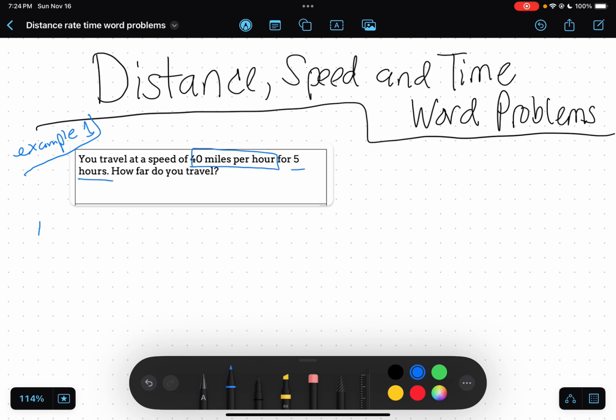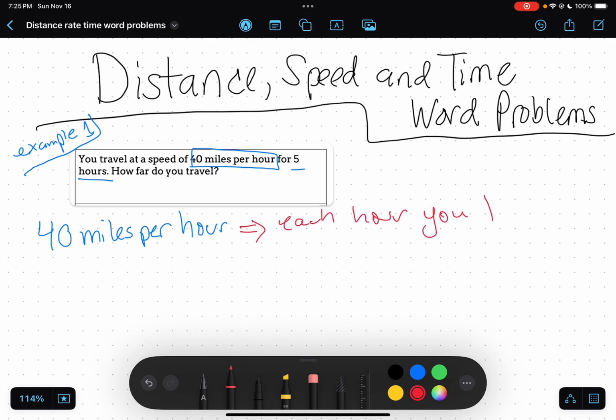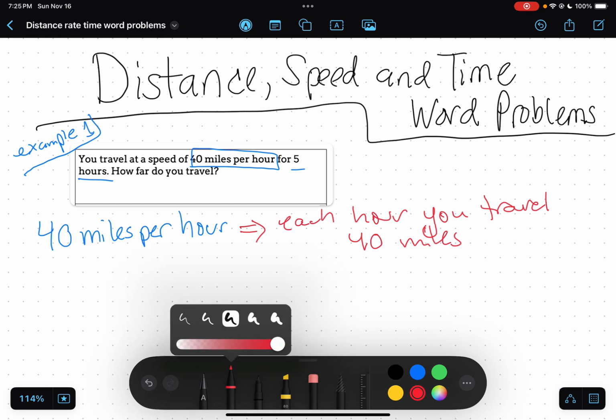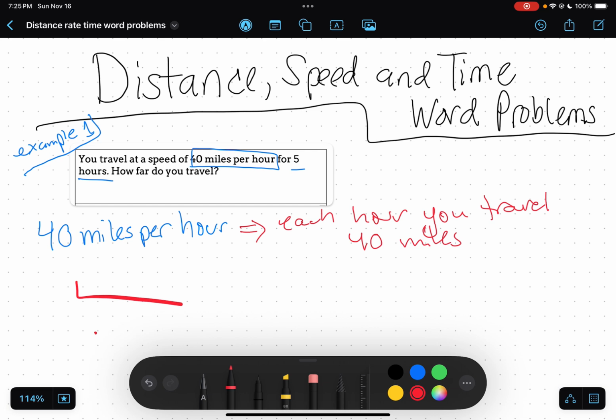Okay, so you travel at a speed of 40 miles per hour for 5 hours. So the first thing we need to make sure we understand, if I say 40 miles per hour, the key concept of that vocabulary is that each hour you travel 40 miles. So maybe this problem seems really easy to you if I have 5 hours that I'm traveling. So 1 hour, 2, 3.